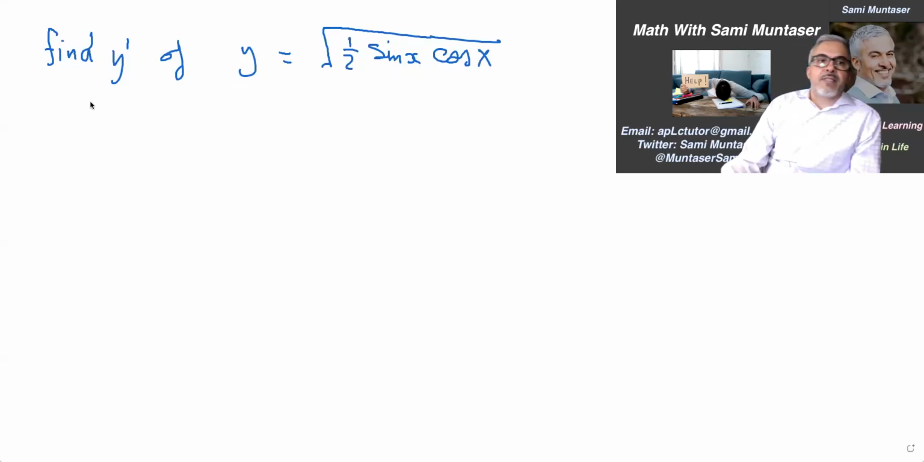So, more derivatives. Here is one that we will have to manipulate to make it a lot easier. First of all, the square root we want to change to a power: the square root is the same as to the power of 1/2. But also sine x cos x with a half in front of it, I kind of want to change into the double angle identity of sine 2x. So there we go, we'll start this.